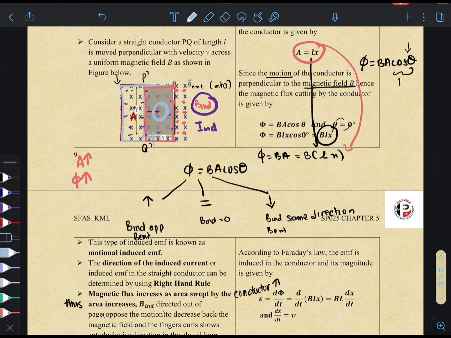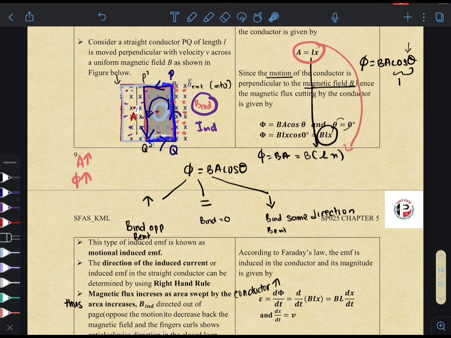Kamu ambil thumb kamu, pastikan dia point out of the page. And then kamu akan nampak your fingers is going to curl in this direction. Fingers kamu akan pusing ke sini. Betul? Fingers akan pusing ke anti-clockwise direction. So, indirectly, this gives you the direction of your current flow. So, kamu akan ada current yang akan flow in the anti-clockwise direction. Daripada Q prime ke Q, Q ke P, P ke P prime, and then P prime ke Q prime.